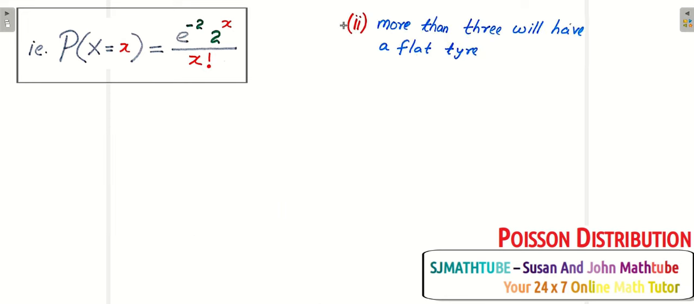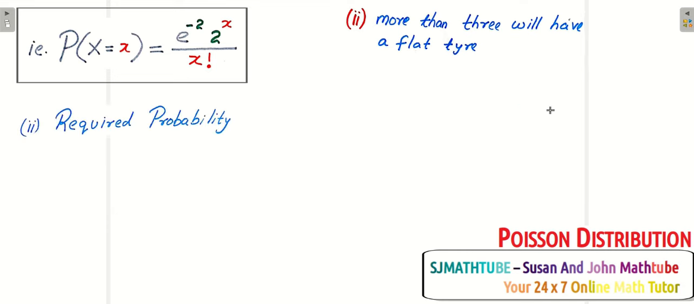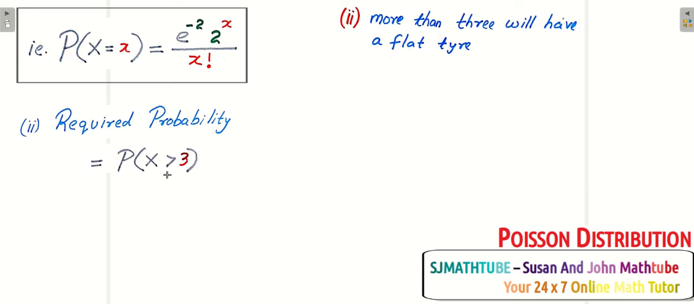And now let's go for the second part. More than 3 will have a flat tire. And remember, capital X stands for the number of cars having flat tires. So the required probability will be X greater than 3. But greater than 3 means it can be from 4, 5, 6 up to 2000. And practically we will not be able to add all those probabilities.